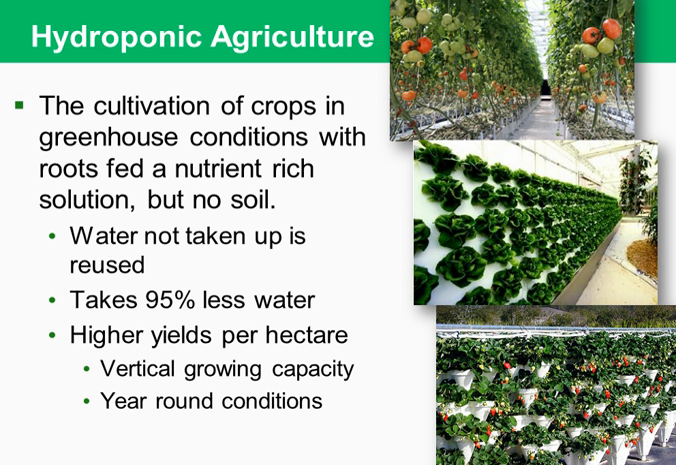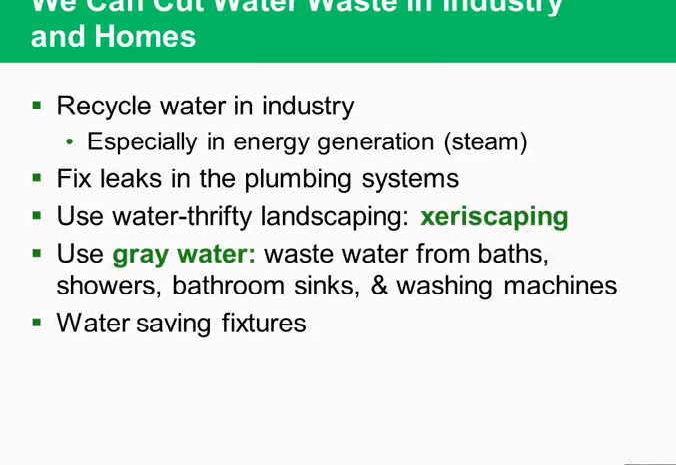It takes 95% less water, and you can get higher yields per hectare, vertically growing capacity, and have year-round conditions. And actually in parts of Africa, farmers have been growing tomatoes and other veggies hydroponically in small greenhouses. They use inexpensive materials to do that. So it's actually been helping developing countries in some places be able to actually have some good crops.